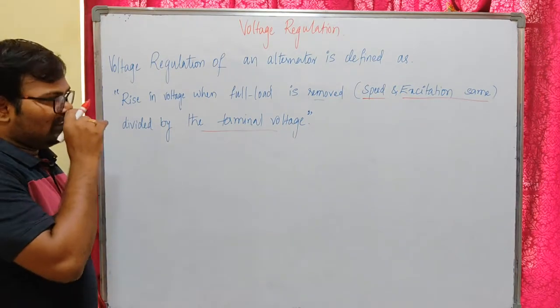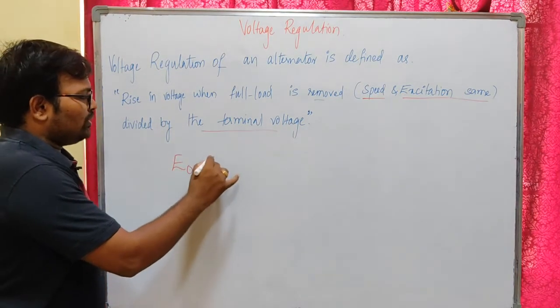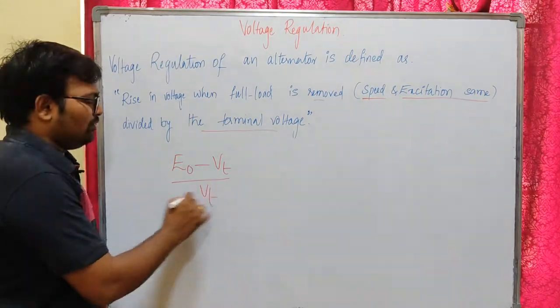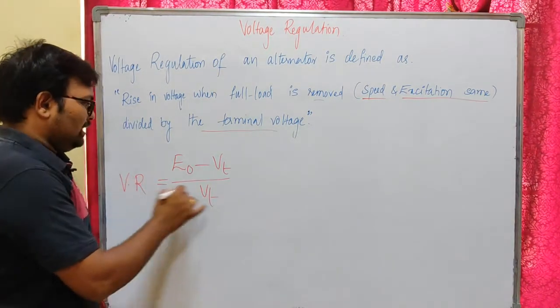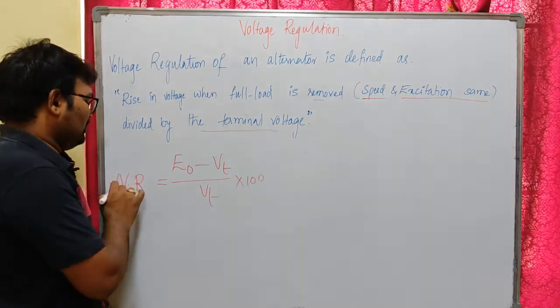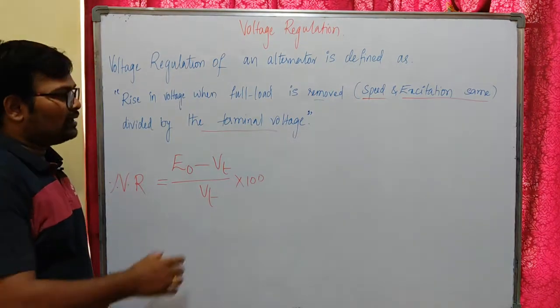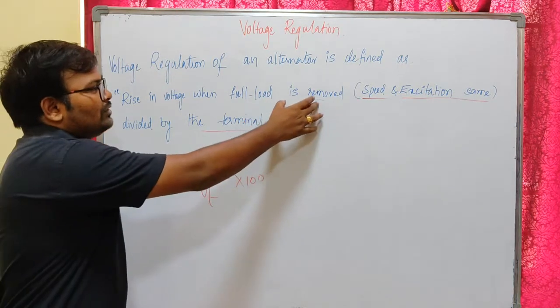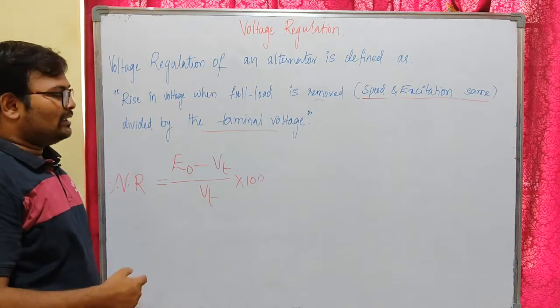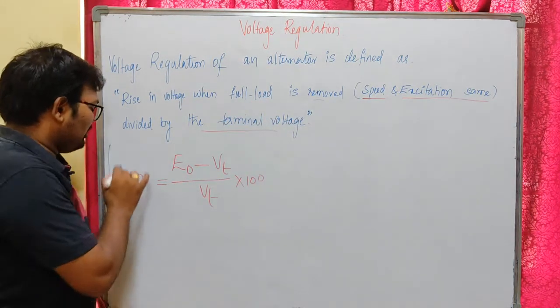So the difference between our no load voltage and full load voltage with respect to terminal voltage is nothing but our voltage regulation. If it is multiplied by 100, that will be percentage voltage regulation. We are going to see how the terminal voltage changes if you remove the full load suddenly. That is nothing but the voltage regulation of our alternator.